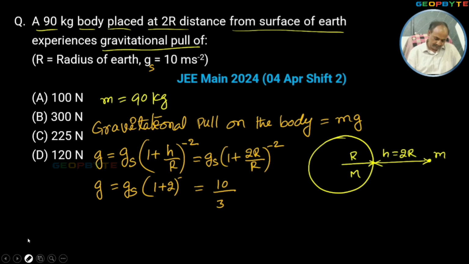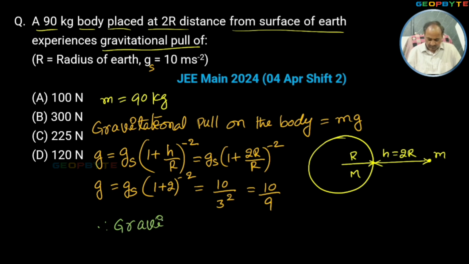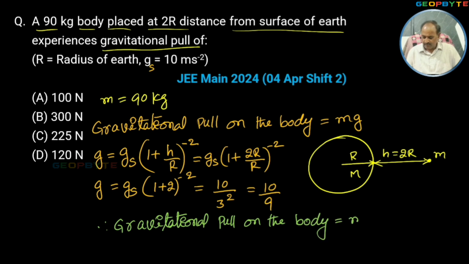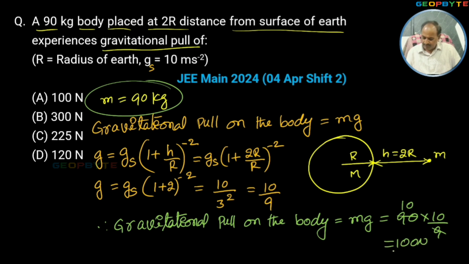which equals 10 by 9. Therefore, gravitational pull on the body equals mg. M is given as 90 kilograms, so 90 into 10 by 9, which is 10 times 10, equivalent to 100 newtons. That is the gravitational pull on the body. Option A is absolutely correct.